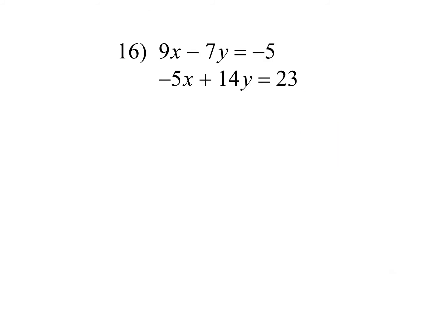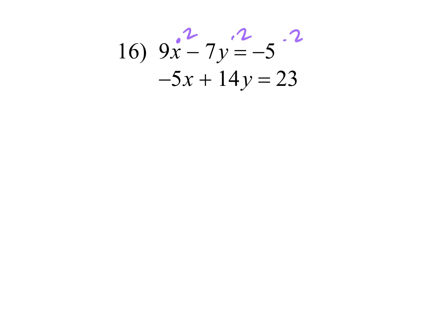So in elimination, our goal is to get one of the variables to cancel out. Do I have any variables that'll cancel out right away? No. I don't have x's that are the same number, or y's that are the same number. So what should I do? Times 2 to which one? The top one. So I'm going to multiply 2 to everything on the top.